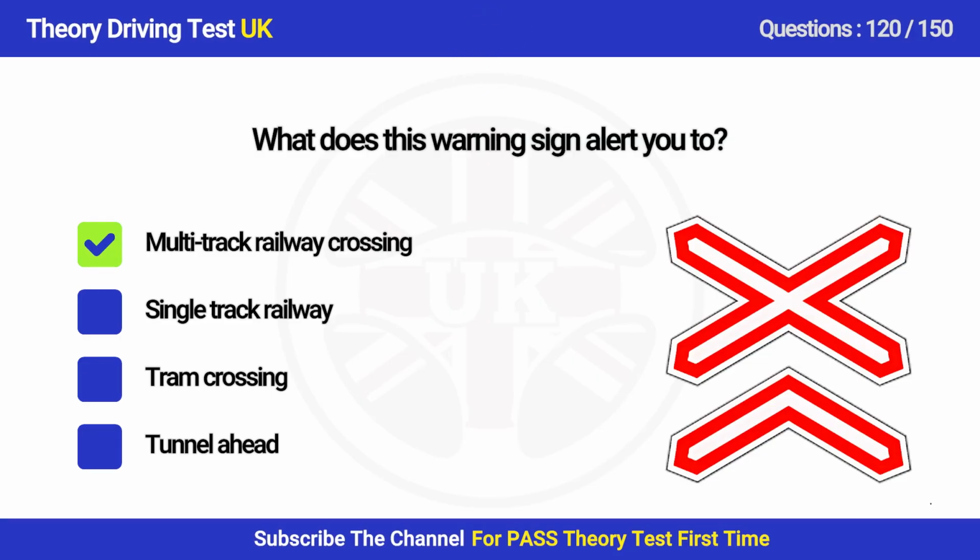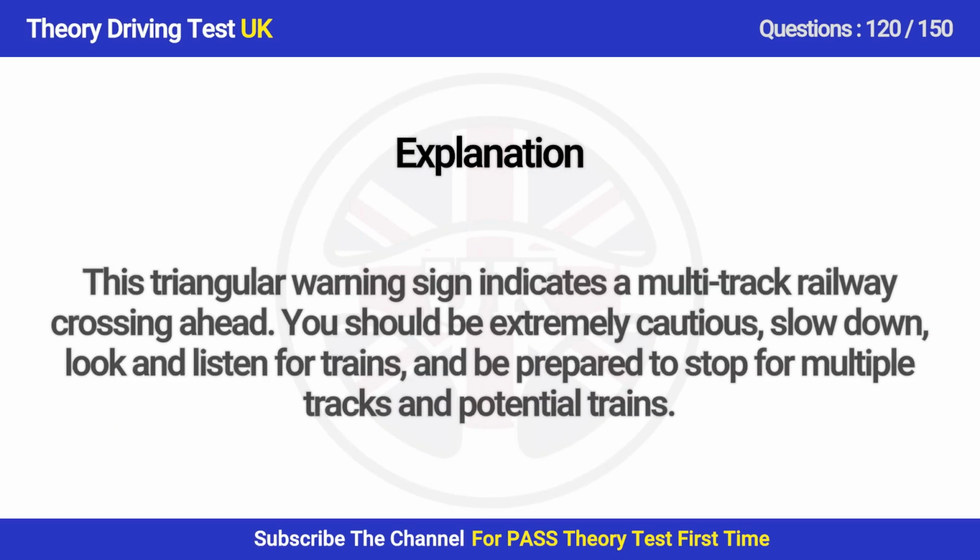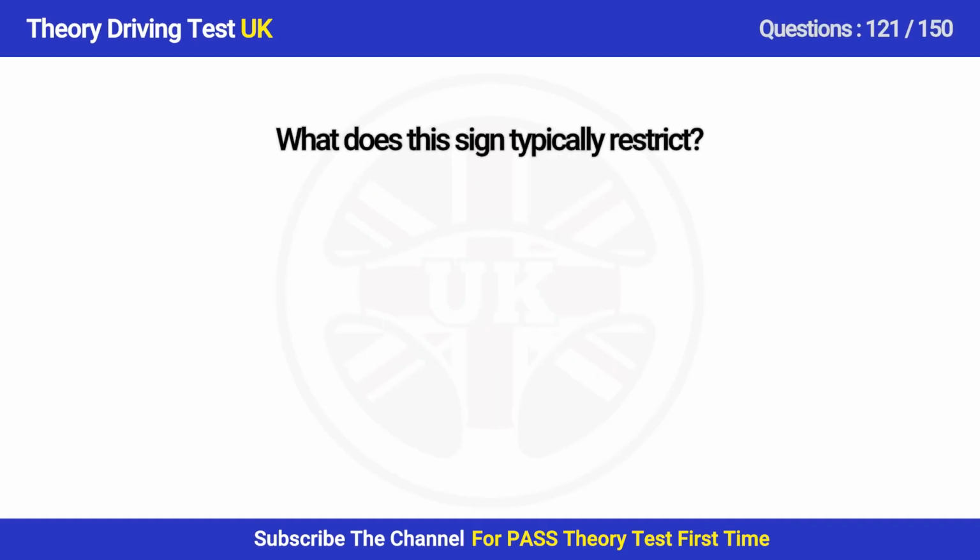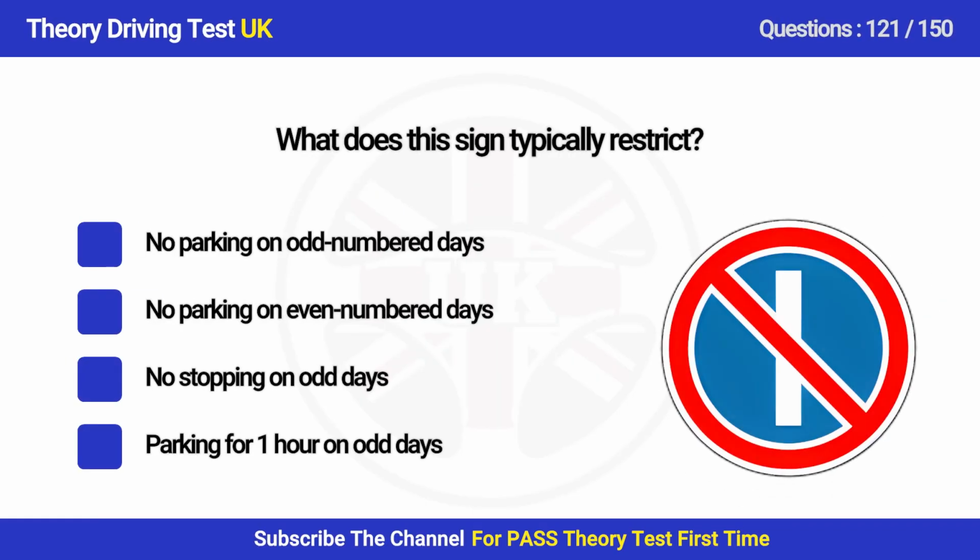Answer is A. Railway crossing. This triangular warning sign indicates a railway crossing ahead. You should be extremely cautious, slow down, look and listen for trains, and be prepared to stop for multiple tracks and potential trains. Question 121. What does this sign typically restrict?